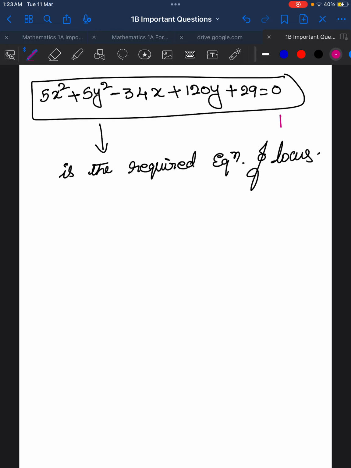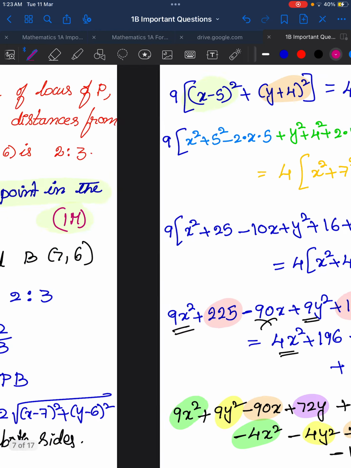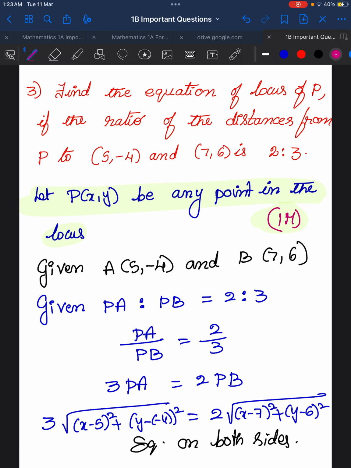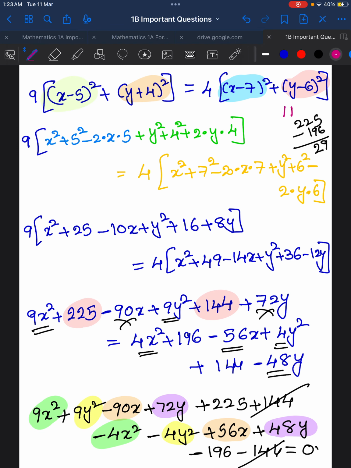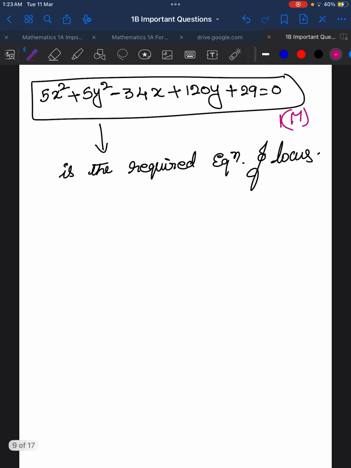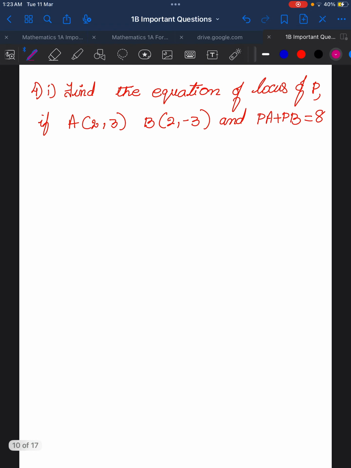So if you get this answer, you will get 1 mark. For writing the locus step, you will get 1 mark. And for substitution and simplifying, here 1 mark. And for cancellations and all, here 1 mark. So like this, you will get marks. Thank you. Now I am teaching you the next problem.